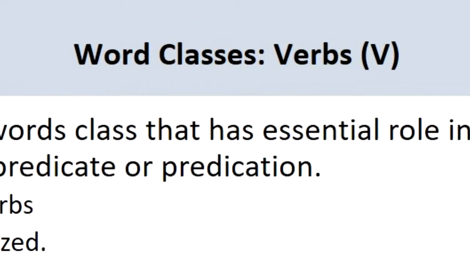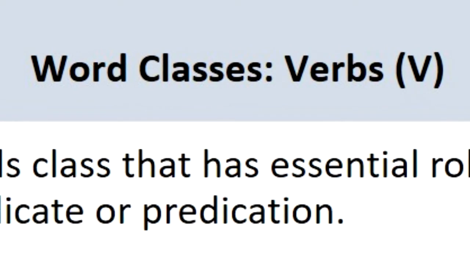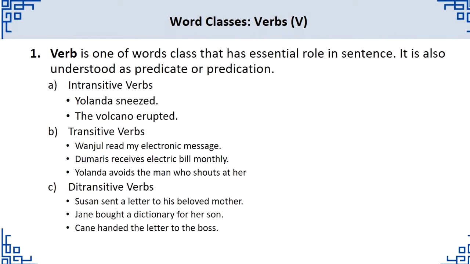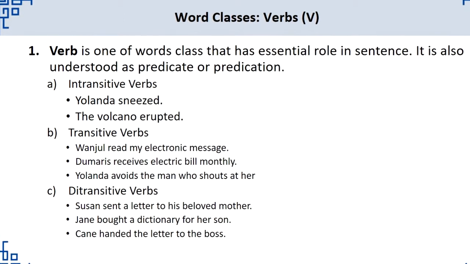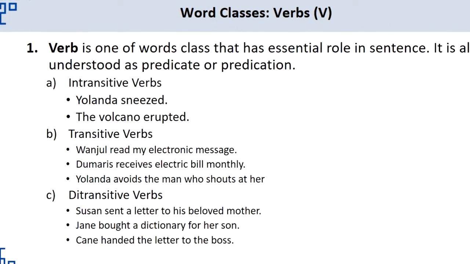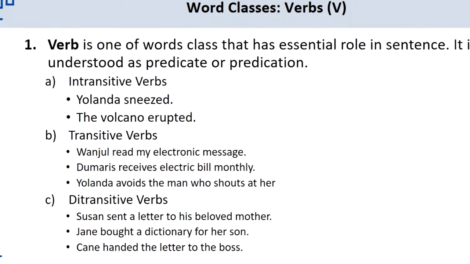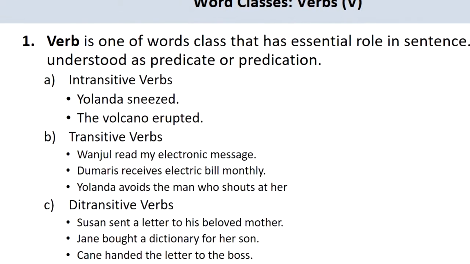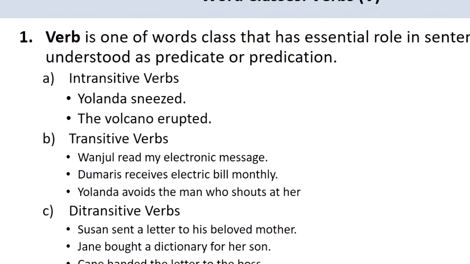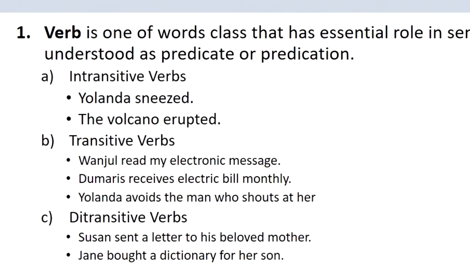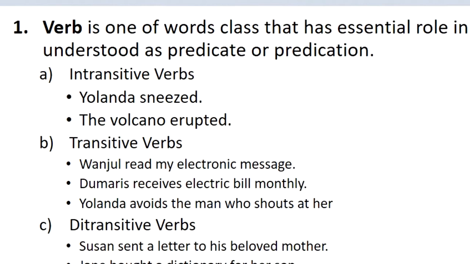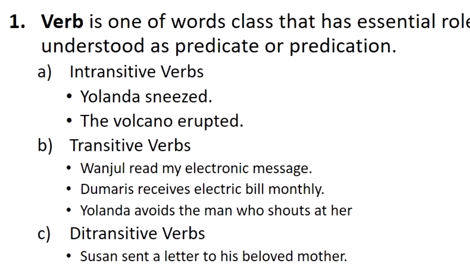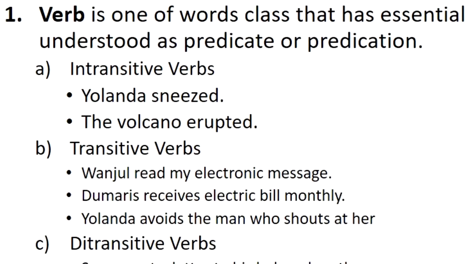Okay, from now, let's remember our last lesson about word classes. The first one, we discussed verbs with the symbol V. Verb is one of the word classes that has an essential role in a sentence. It is also understood as a predicate or predication. The essential role of the word class can be seen from its function. The major function of verbs is to express what is known as predication. A predicate expresses an event in a sentence.